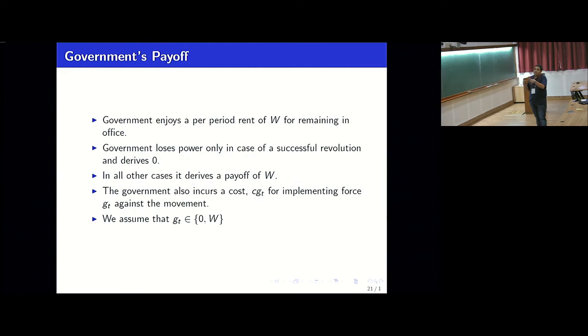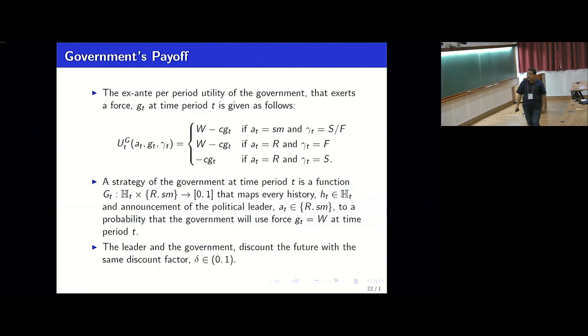We actually started off thinking of GT as a continuous variable, but it turns out that it's more difficult to work with a continuous variable than a discrete case. There is no other reason for assuming it to be zero or W. Okay, so that's the government's payoff if it remains in office.